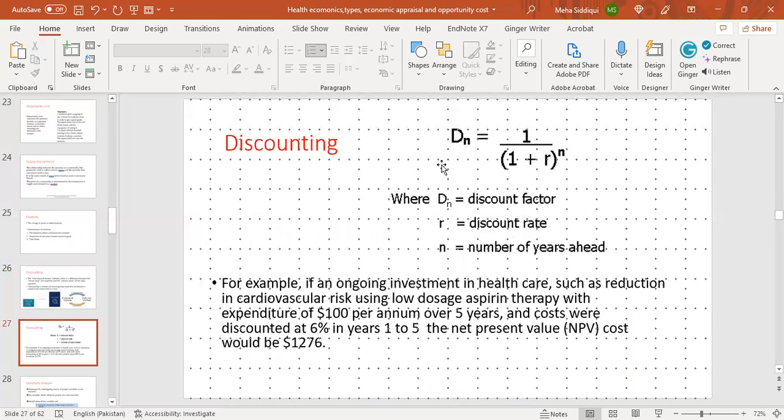This is the formula through which we can identify the discount factor. For example, consider an ongoing investment in healthcare, such as reduction in cardiovascular risk using low-dose aspirin therapy, with expenditure of $100 per annum over 5 years, and costs were discounted at 6% in years 1 to 5. The net present value cost would be $1,276.